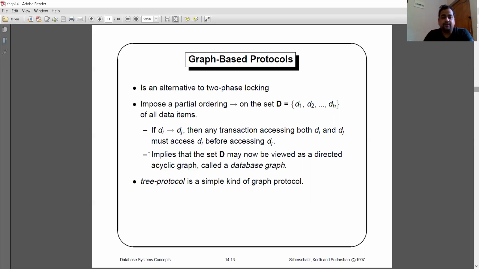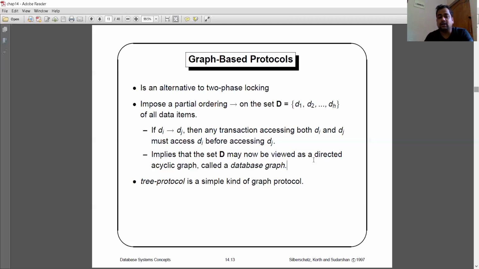Second point, it implies that the data set d may now be viewed as a directed acyclic graph, called a database graph. Now, what is d? d is the collection of all the data items. We can construct a directed graph by taking all those h data items. So let us consider the entire tree structure equal to d. It can be considered a directed acyclic graph, which is called a database graph.